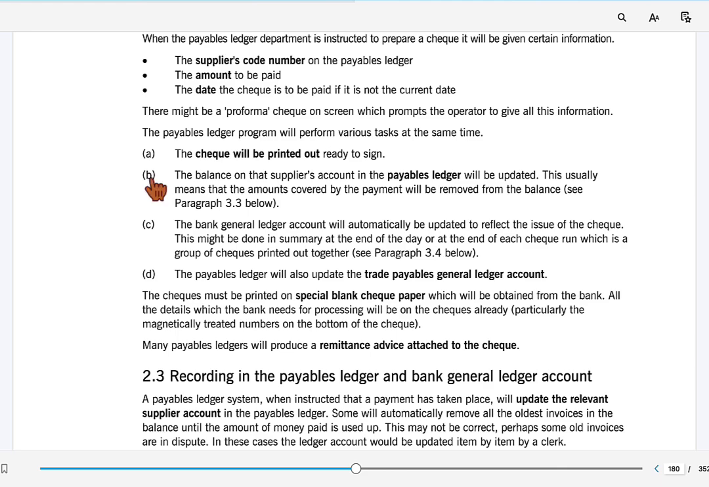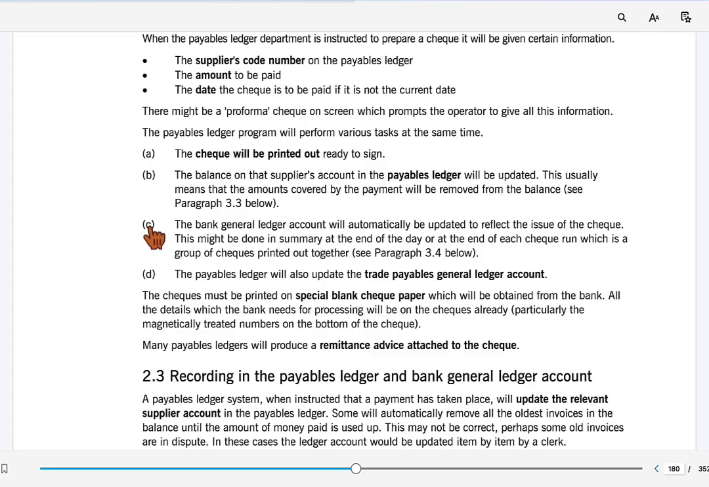Automatic Task 2. The supplier account in the payables ledger is updated. This means the supplier's balance is reduced. The invoice is marked as paid or partly paid. So if the supplier had an unpaid invoice, the system removes it from the outstanding list. That is how the system keeps the supplier record correct.